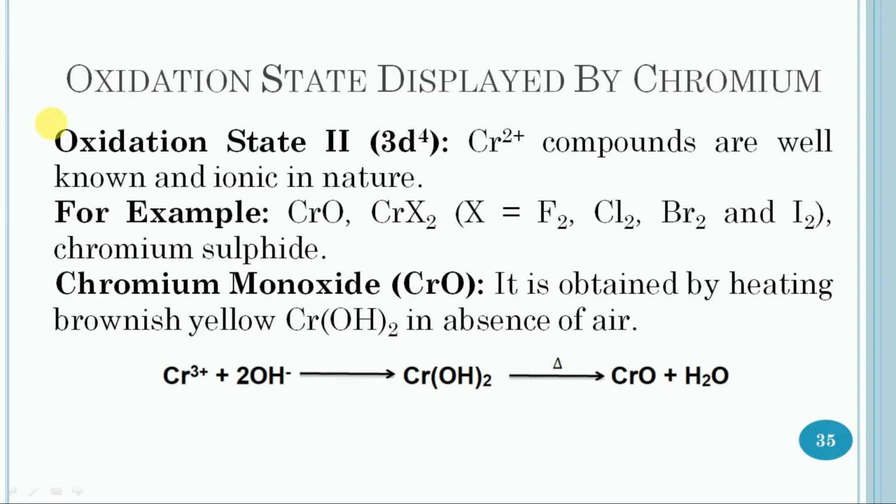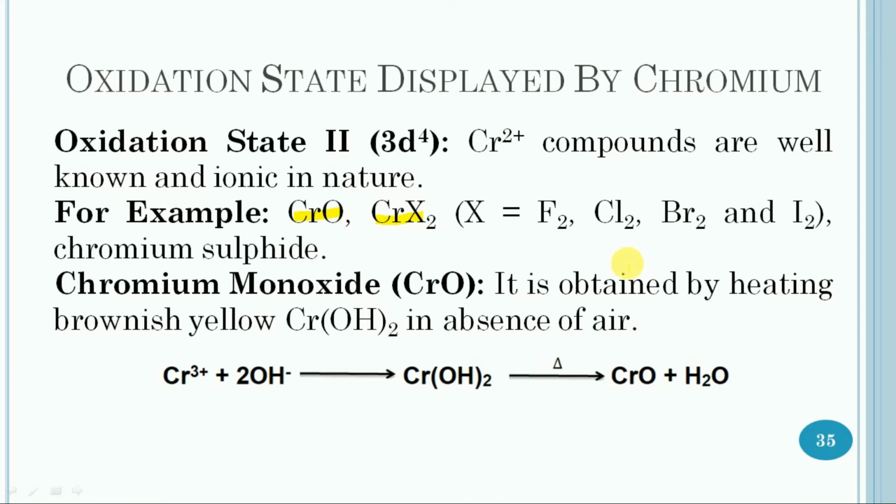Next is the oxidation state 2 of chromium. The chromium 2 plus compounds, often called chromous compounds, are well known and are ionic in nature. For example, chromium monoxide, chromium dihalide and chromium sulphide. So let us consider first chromium monoxide.